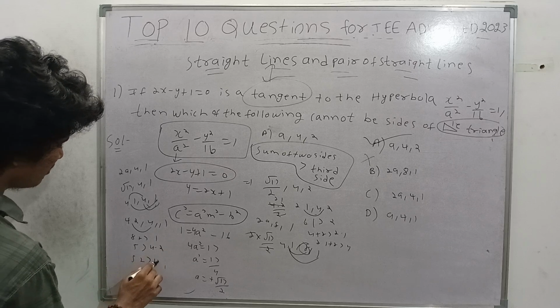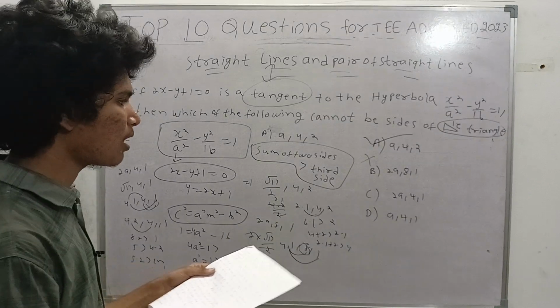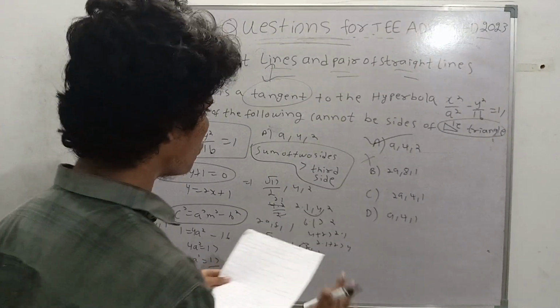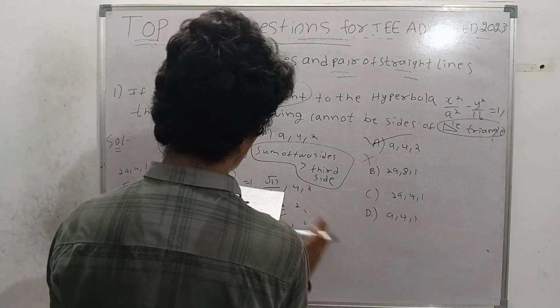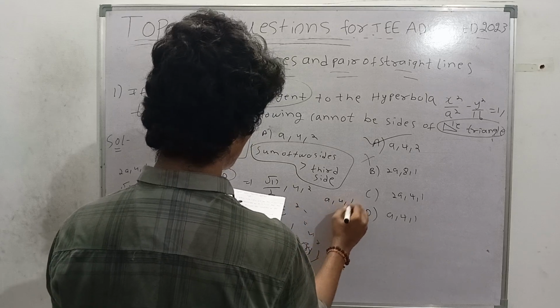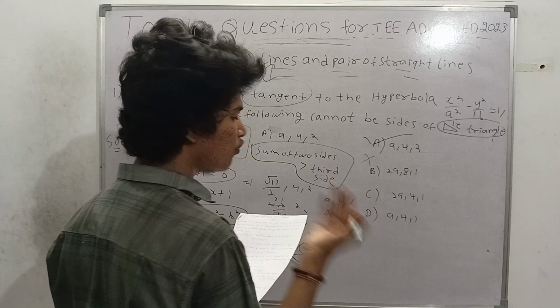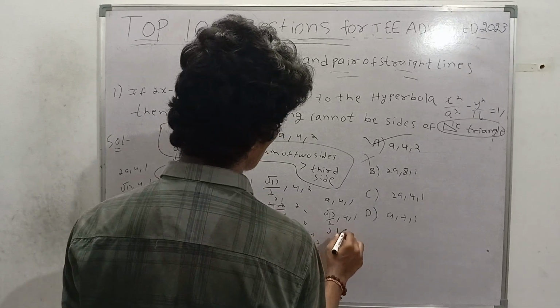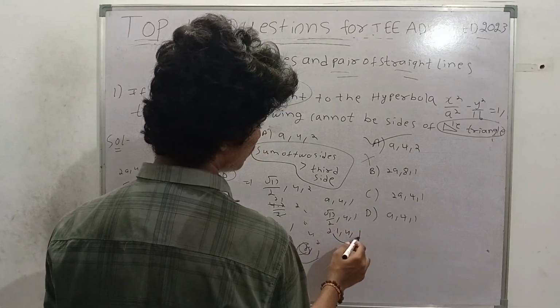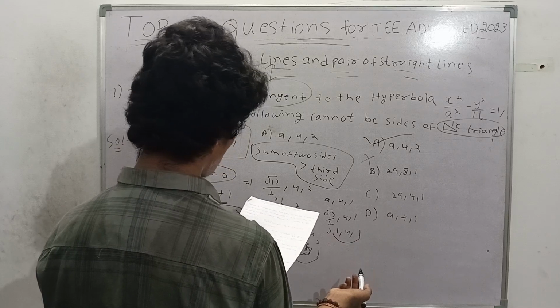5.2 is greater than this thing. So (2a, 4, 1), if you leave this thing. Now if we check (a, 4, 1), it will be (root 17 by 2, 4, 1). What is root 17? It will be 4.2 approx. It will be (2.1, 4, 1). When we add these two things, it cannot be that thing.